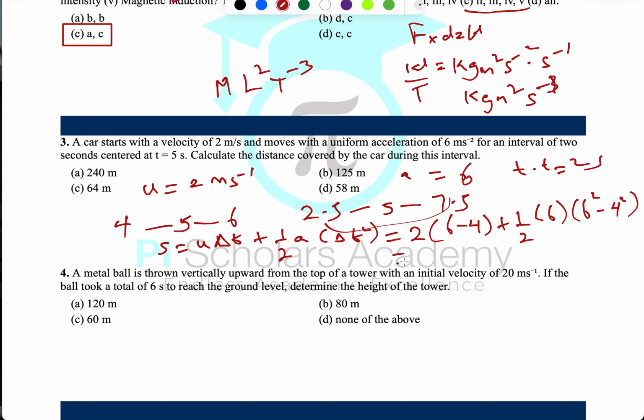So this is going to be 6 minus 4 is 2. 2 times 2 is going to be 4. Then this is going to be 3, so that will be plus 3 times 6 squared minus 4 squared, that is 36 minus 16. Yeah, 36 minus 16, that will be 20. So that will be 3 times 20 is 60. 60 plus 4, so that's going to be 64 meters. So the distance covered is going to be 64 meters.